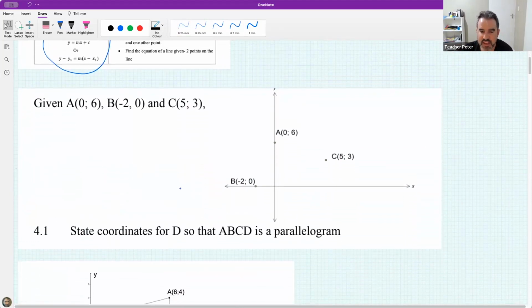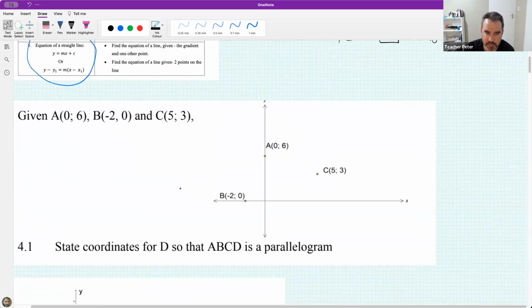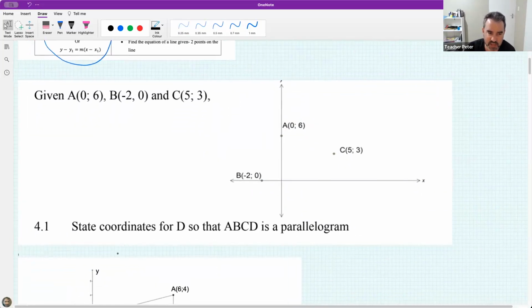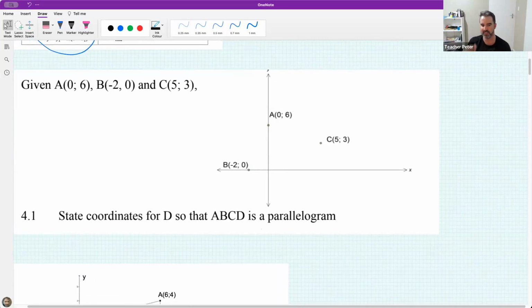All right, here is a question about a parallelogram. But the question doesn't actually say prove it's a parallelogram. It says state the coordinates D so that ABCD is a parallelogram.